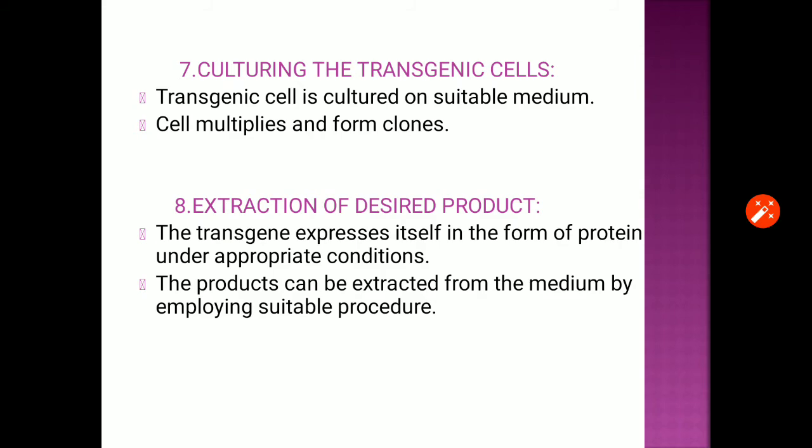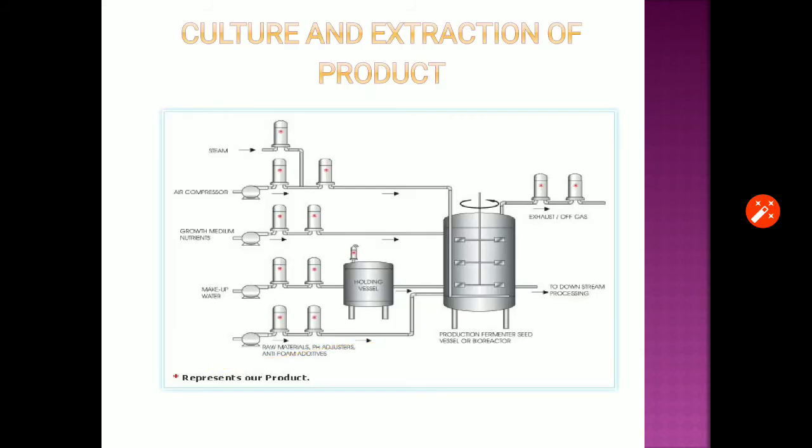Now about the extraction of the desired product. The transgene expresses itself in the form of a protein under appropriate conditions, and the products can be extracted from the medium by employing a suitable procedure. That means from the sampling ports we will take out the desired product from the bioreactors, which is formed due to the reactions that have taken place by the recombinant DNA containing cells in the bioreactors. Now this is the image which shows the culture and extraction of the products, and there they have shown the bioreactors also.